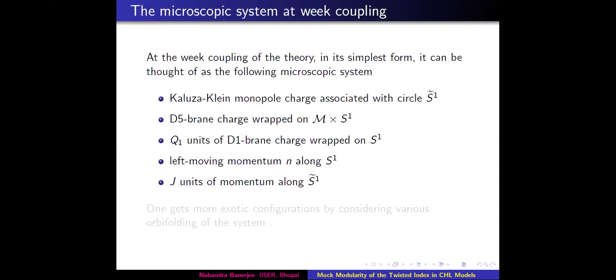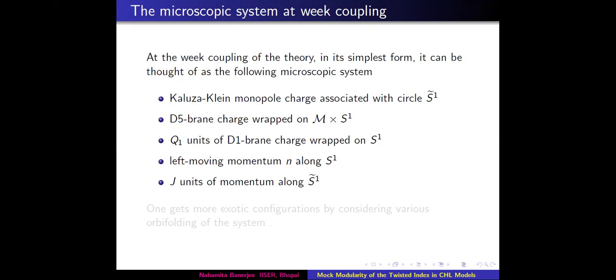So since this is going to be important for us, let me quickly tell you what this microscopic system really looks like. At weak coupling, as I said, this system can be thought of as three different free theories. And the configuration is as follows. One has one unit of Kaluza-Klein monopole. One can take multiple units also, but it can be normalized to one. So we have certain Kaluza-Klein monopole charges associated with this circle S1 tilde.